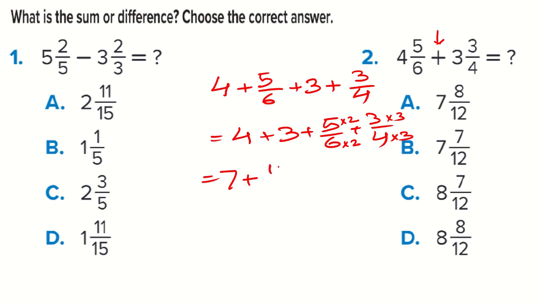So this is 10 over 12 plus 9 over 12. This is 7 plus 10 plus 9, 19 over 12. Now, what is this denominator? Denominator is 12, numerator is 19.